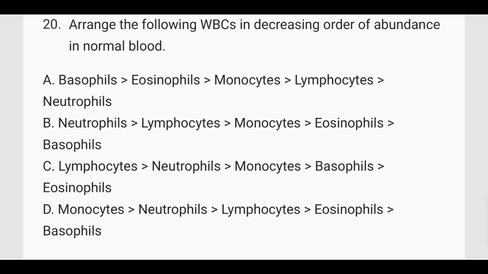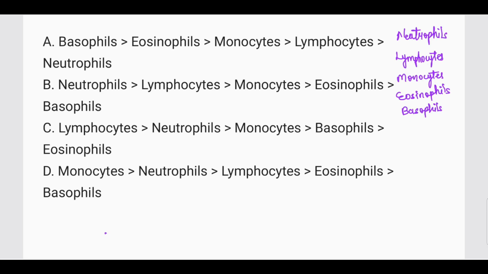Question number 20: arrange the following WBCs in decreasing order of abundance in normal blood. If we see the percentage of WBC including both granulocytes and agranulocytes, then neutrophils are the most abundant, 60 to 65%. Then lymphocytes account for 20 to 25%. Then monocytes 6 to 8%. Then eosinophils 2 to 3%. And least abundant, basophils 0.5 to 1%. So the answer will be B: neutrophils, lymphocytes, monocytes, eosinophils and basophils.